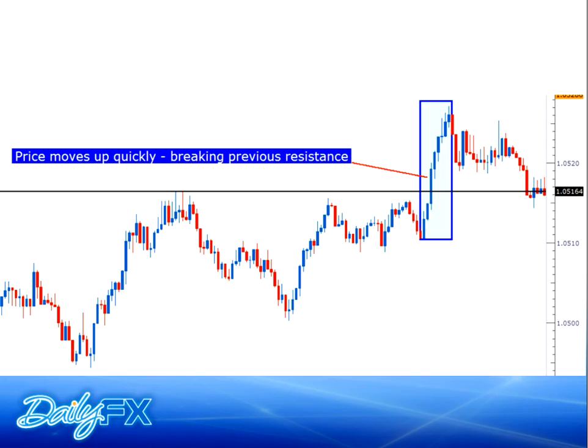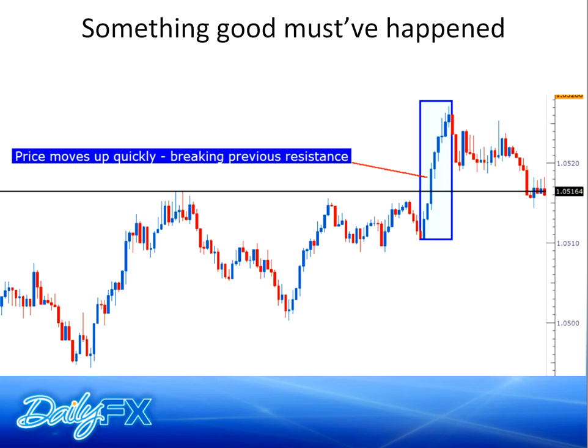For example, take a look here, and you'll notice that we have a previously established level of resistance noted by the black line. Eventually, price is strong enough to break through this black line and continue even higher. So this tells us something. Something good must have happened here.